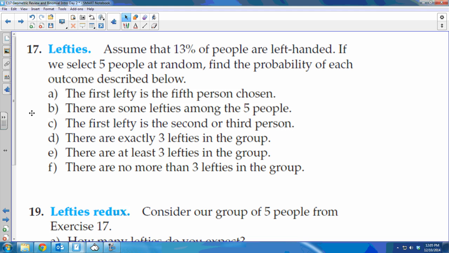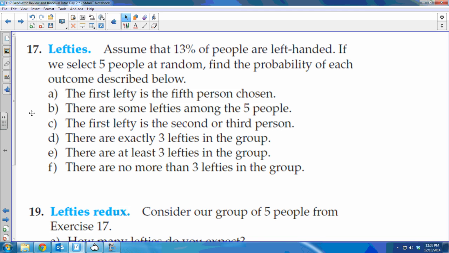So, I'm going to go through these questions. We're not answering them. I'm going to go through these questions, and you're going to tell me which ones of these you could have done last night, because you couldn't have done all of them. You're going to tell me which parts of the question you could have done with the geometric model. Sound like a plan?